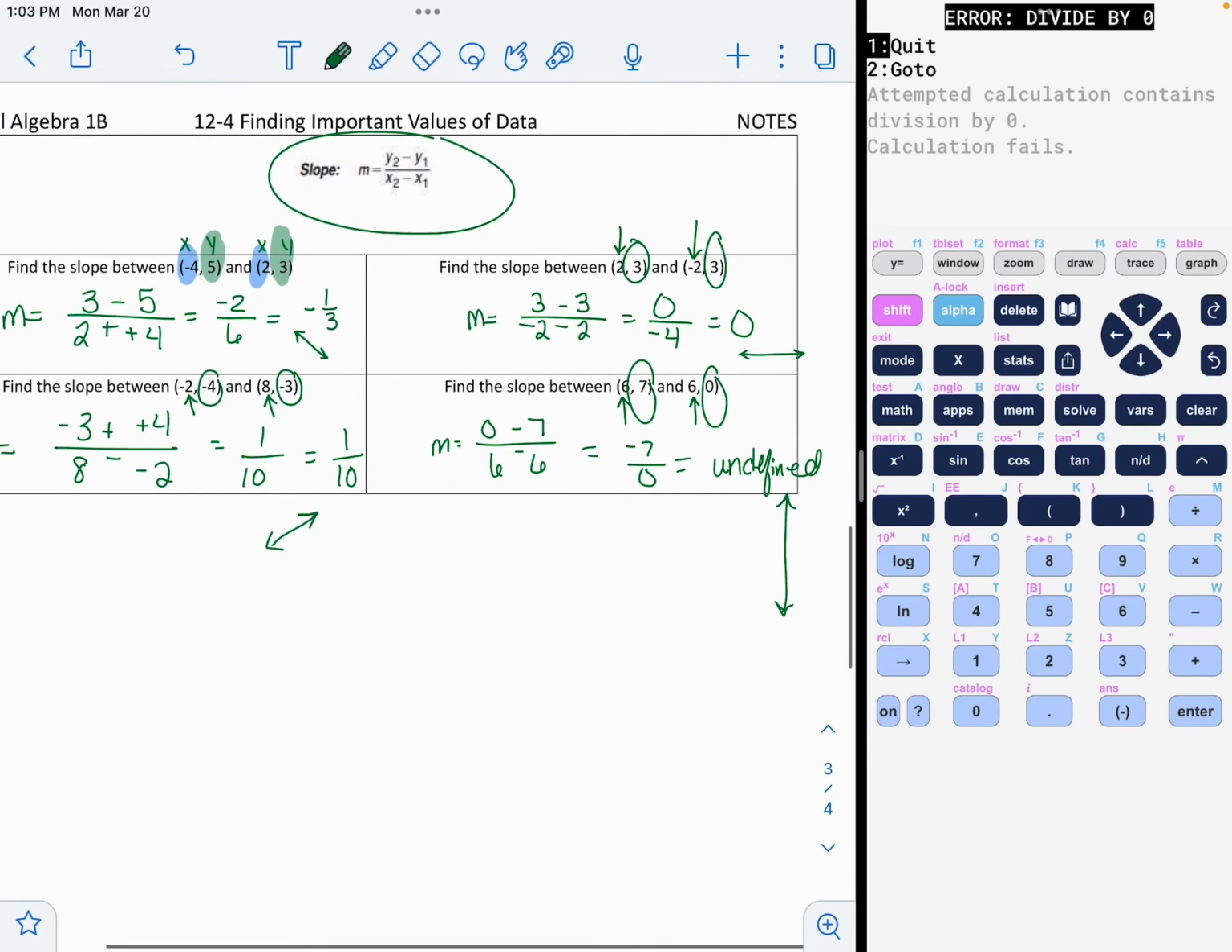Okay, and that is it. You could plot those points even and prove that if you wanted to, but I'm not going to do that for you right now. All right, so we did our data points, and then we reviewed some slope. Your homework will do the same thing.